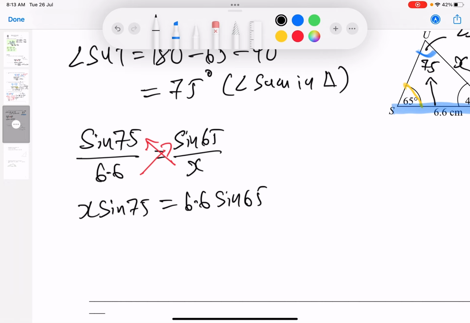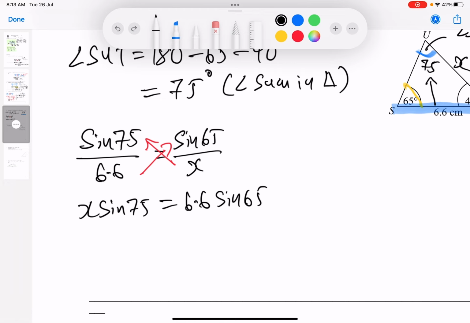At this stage, if you want to find out the value of x, then we will divide both sides by sine 75. Some of you get very confused. Yesterday, some of you texted me and asked, hey, how come at this stage I cannot use sine inverse? You must know that sine 75 is basically a number.